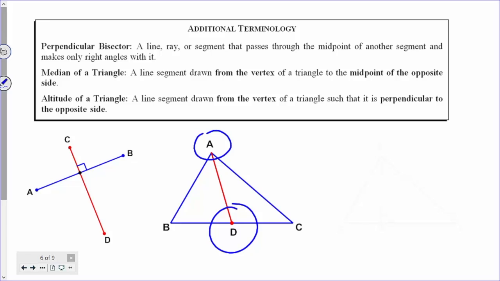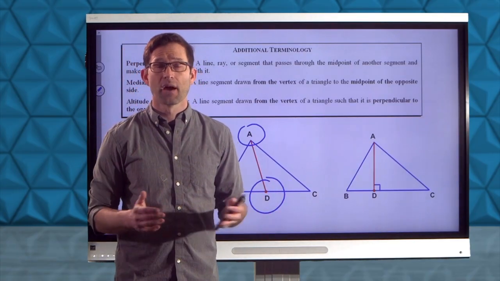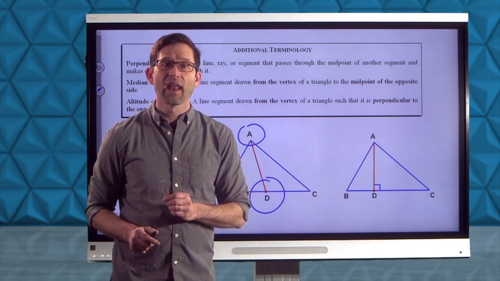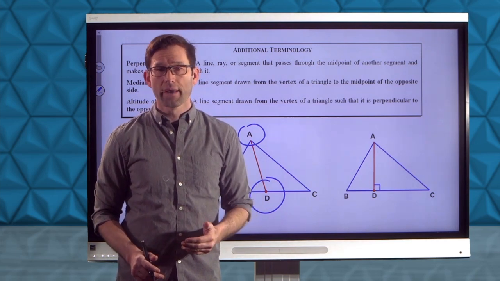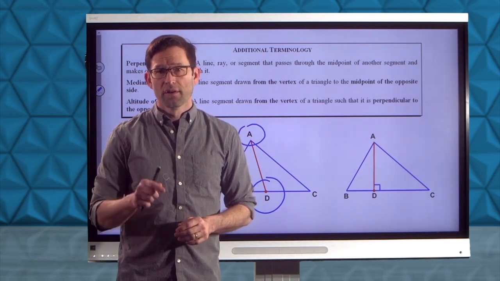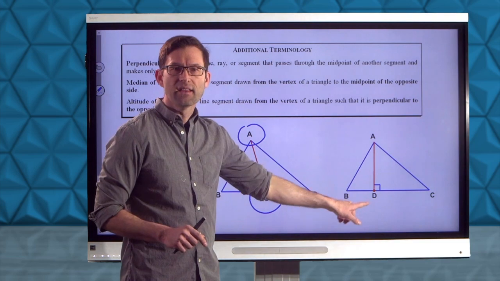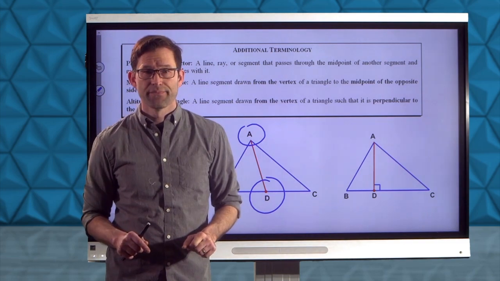The altitude of a triangle. A line segment drawn from the vertex of a triangle such that it is perpendicular to the opposite side. Sometimes this will be called the height of the triangle, right? Whenever you're doing that classic area of a triangle equals 1/2 base times height, the base is oftentimes a side length of the triangle, but the height is the length of an altitude to that base. Now, don't get me wrong, an altitude can be a side of the triangle, but only if that side is perpendicular to the side it's being drawn to. Hopefully that made sense. So in here, again, AD is not a side of the triangle, but it's an altitude because it's perpendicular to side length BC.